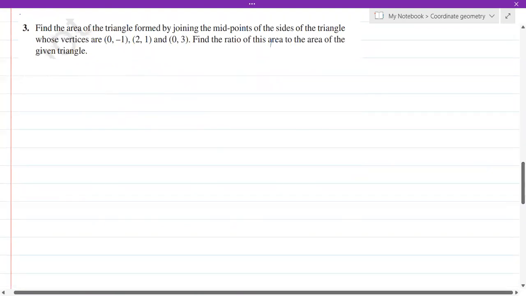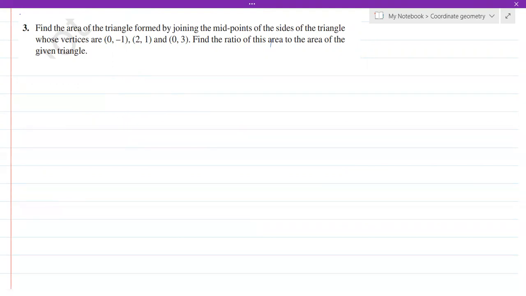Find the area of the triangle formed by joining the midpoints of the sides of the triangle whose vertices are 0, comma minus 1, 2, comma 1 and 0, comma 3. Find the ratio of this area to the area of the given triangle. Now what we have to do is find the area of the triangle formed by joining the midpoints of the sides of the triangle.